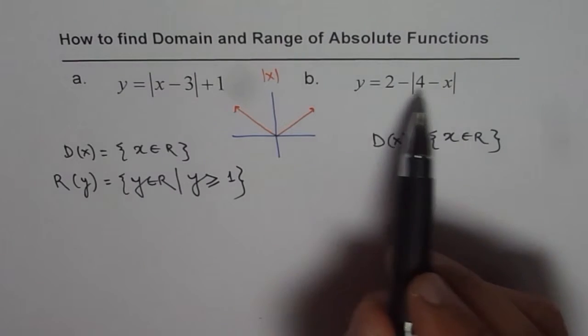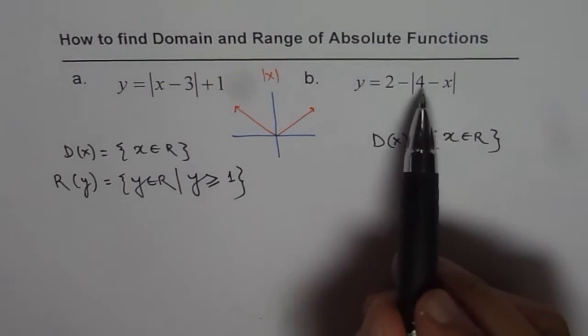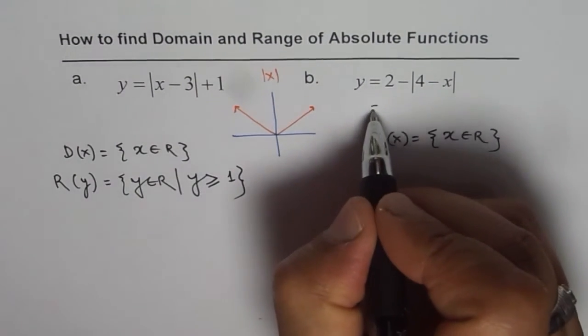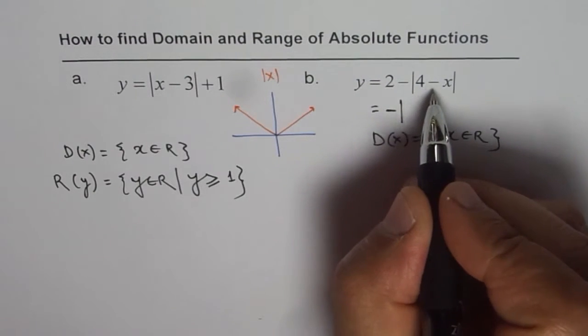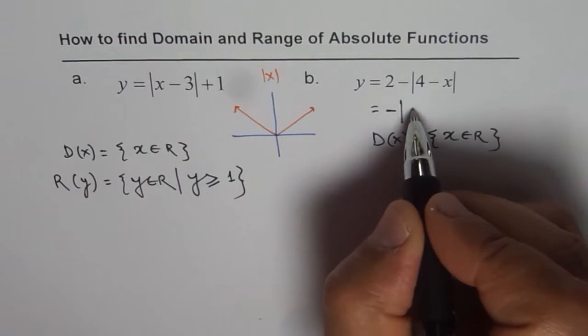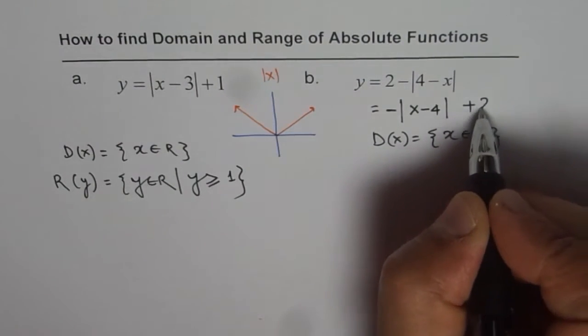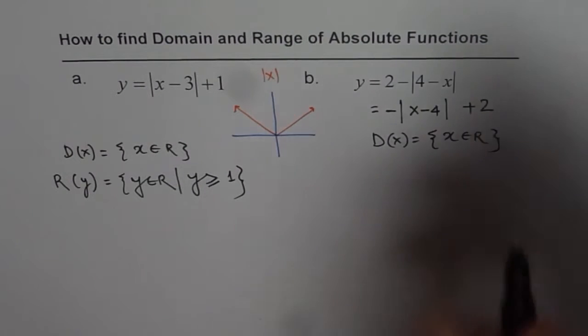Now let's look into the second example. Now this part here is like 4 minus x. Let me rewrite this equation in a different way. We can take minus as common. So I can also write this as absolute value of x minus 4, plus 2. Now for some it may be confusing. So let me rewrite this.